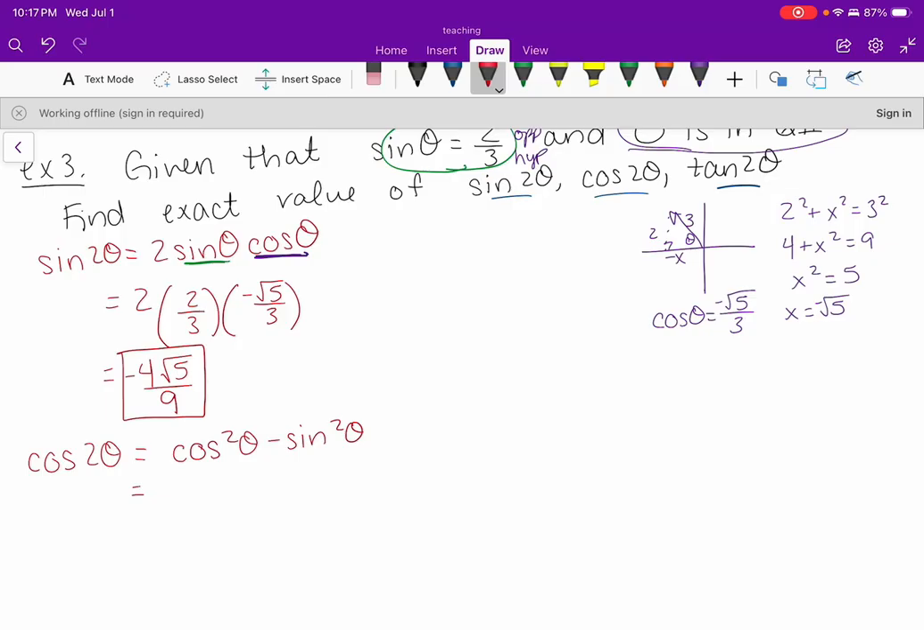For cosine squared theta, I plug in my cosine theta, so negative square root 5 over 3, and then I square it, minus sine theta, which was 2 over 3, and then squared. I get 5 over 9 minus 4 over 9. This gives me 1 over 9.